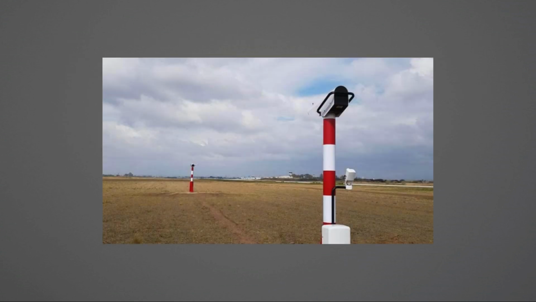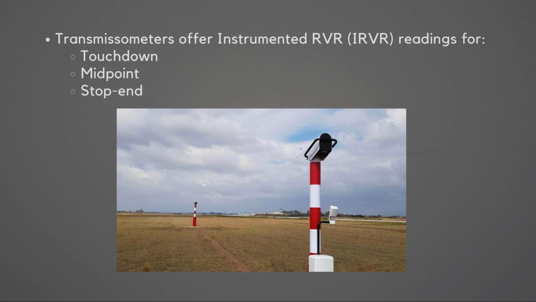Transmissometers placed near the runway provide these RVR readings. Transmissometers offer instrumented RVR, known as IRVR, readings for 3 critical zones on the runway: touchdown, midpoint, and stop end. The RVR for the touchdown zone is the primary controlling value, but the midpoint and stop end values may also be significant during high-speed landings, down to around 60 knots.